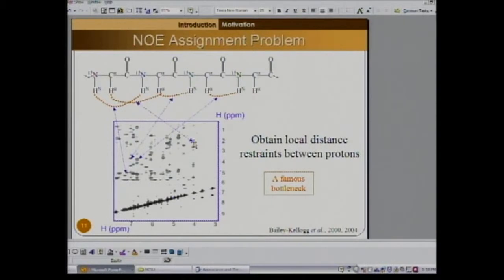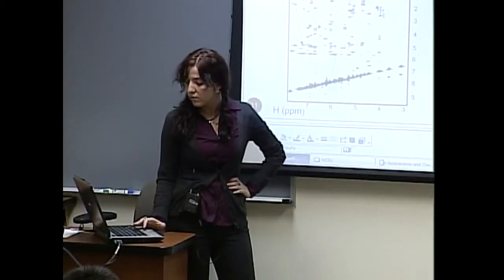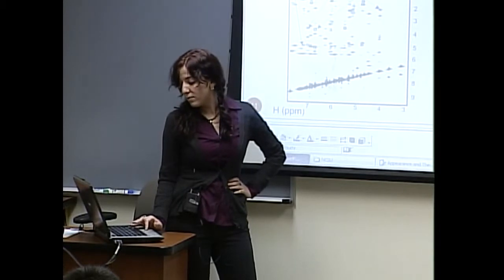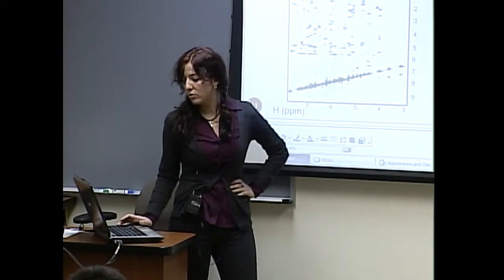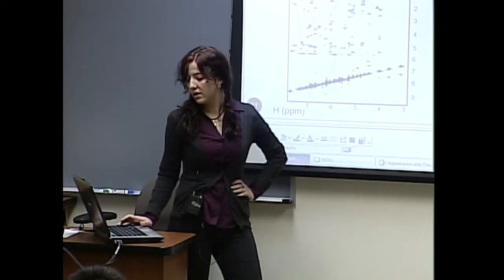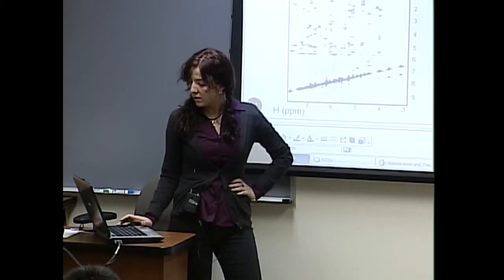And the biggest problem, a very famous bottleneck in NMR spectroscopy, is assigning these peaks to particular protons. It's a difficult problem, and it's not really clear how to solve it. And I'll go into details on why it is a difficult problem a little bit further.